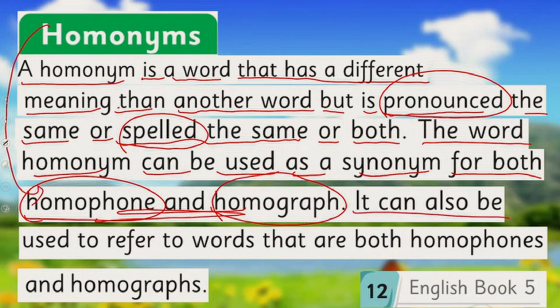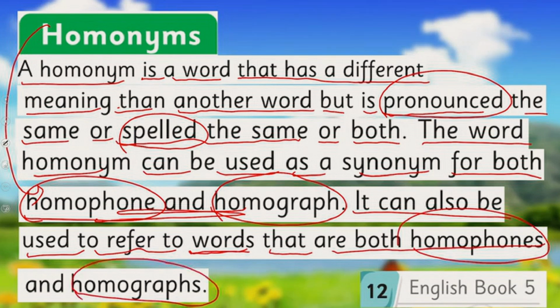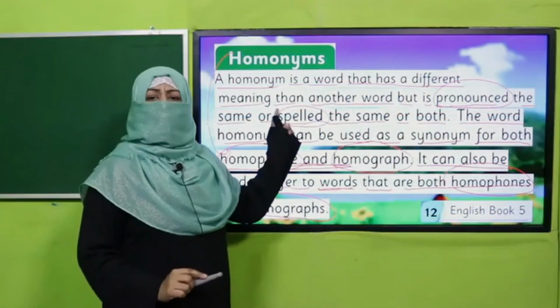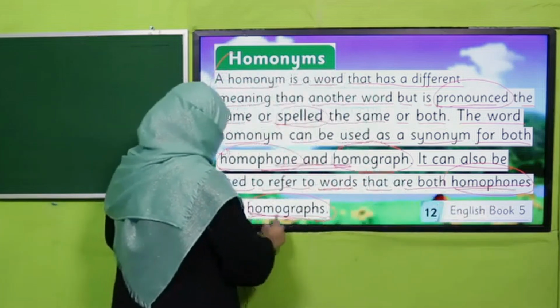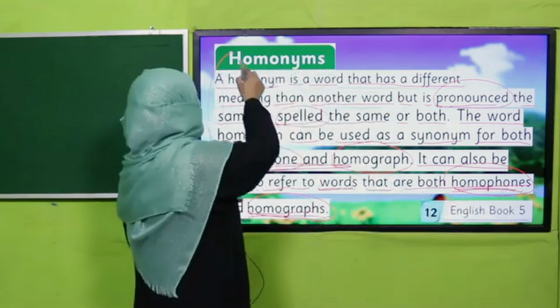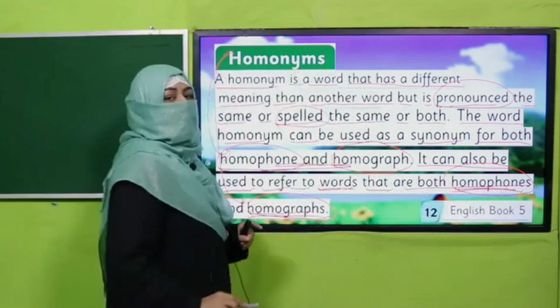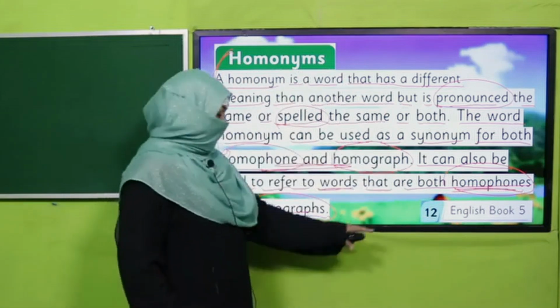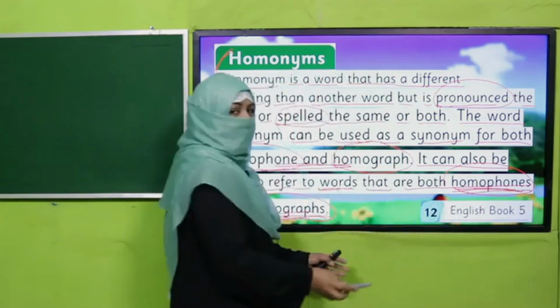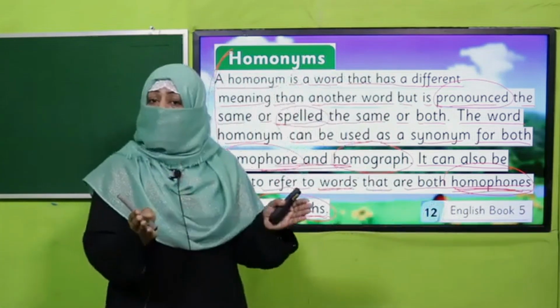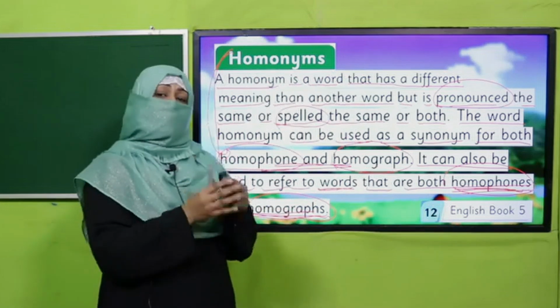It can also be used to refer to two words that are both homophones and homographs. Right? I just explained it to you, like homophones and homonyms. Homographs and homophones are basically the two parts of homonyms. Homographs are the words which have the same spelling, and homophones are the words which have different spelling. But in both cases, their meaning will be different and they will be used in different ways.